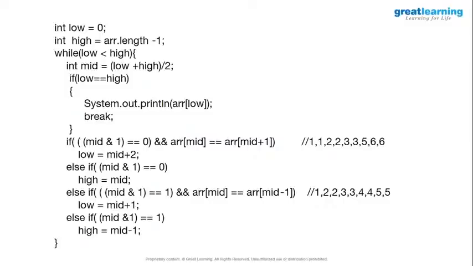So the index 4 is what? Index 4 is 1, right? The index 4 is having... so this is an even element, right? The even index.